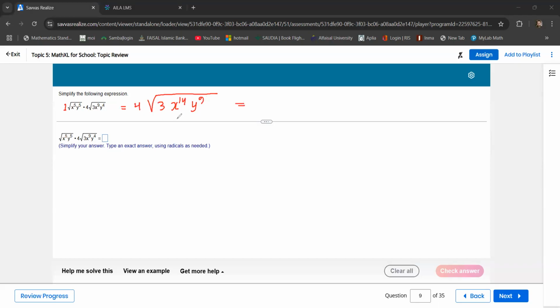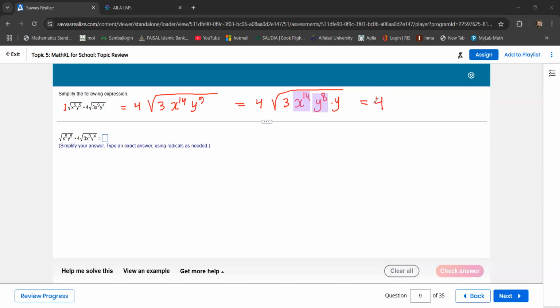Now, x to the power of 14 is ready because we can divide 14 by 2. We can take half the power, but y to the power of 9 is not ready. So we can rewrite it as x to the power of 14, y to the power of 8 times y. Now, let's highlight what is ready to be outside. We can take the square root of x to the power of 14. We can also take the square root of y to the power of 8, to be written outside.